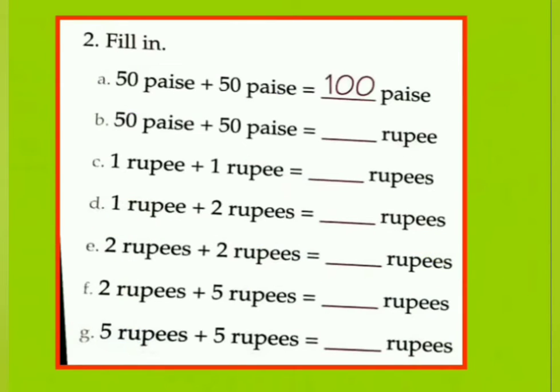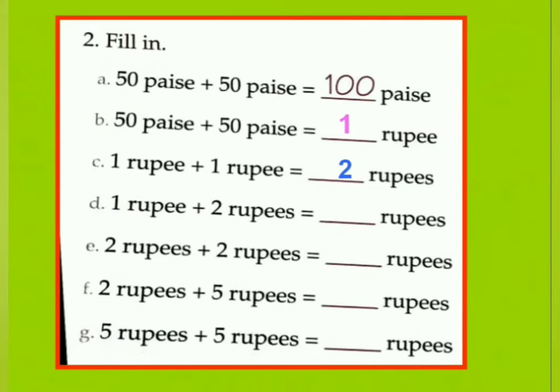Next, you have to fill in the correct option. So 50 paisa plus 50 paisa is equal to 100 paisa. We know that. And in case we want to convert it into rupees, then 50 paisa plus 50 paisa is equal to 1 rupee. Yes, in the previous exercise also we have done that. C part is 1 rupee plus 1 rupee is equal to how many rupees? So we add 1 plus 1 is 2. So it is equal to 2 rupees.